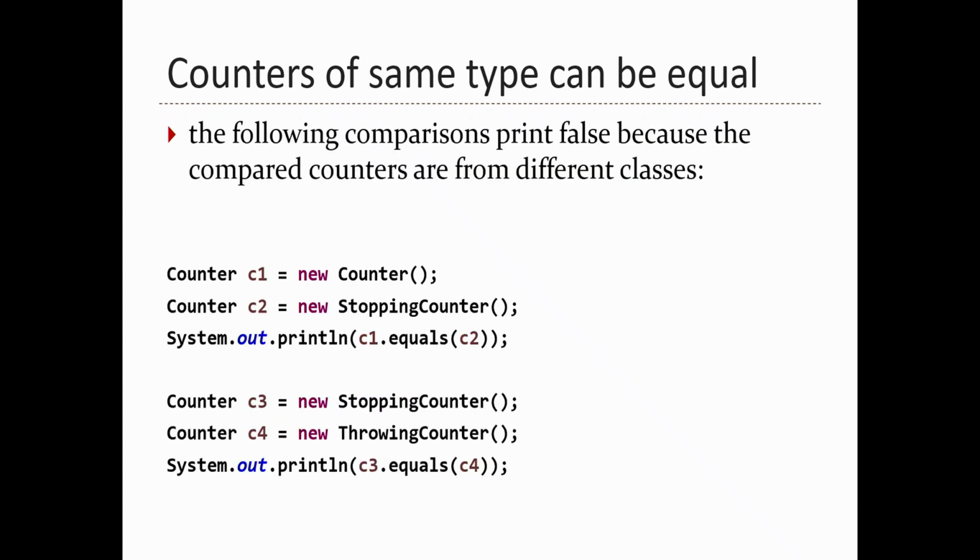But as soon as you try to do a mixed comparison, here we've got a counter and a stopping counter, c1 equals c2 is false because the class of Counter is not the same as the class of StoppingCounter. So here you've got two counters with the same value, but they're not equal according to our implementation of equals. Similarly here, you've got a stopping counter and a throwing counter. Is c3 equal to c4? The answer is no, because the class of StoppingCounter is not the same as the class of ThrowingCounter. So that's what happens when you use getClass.